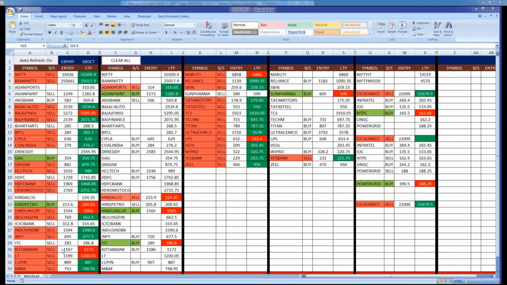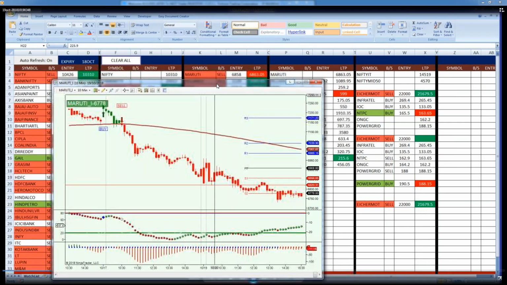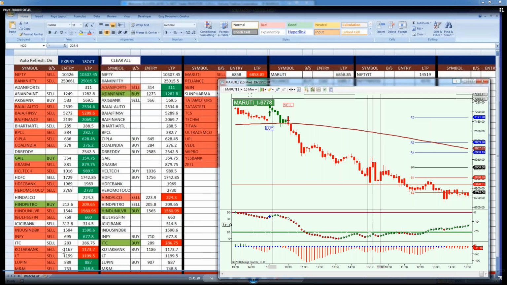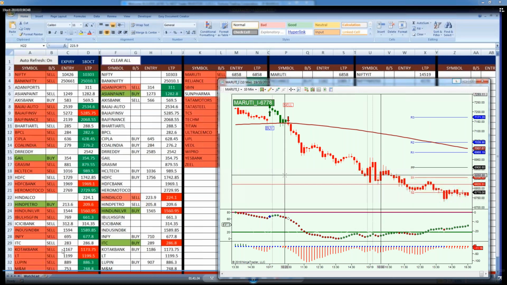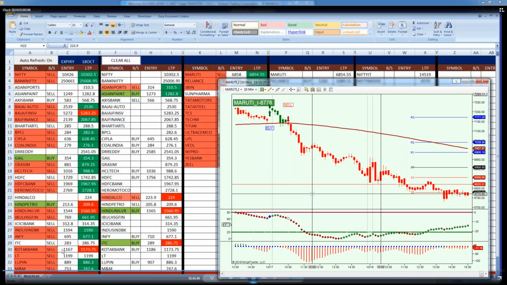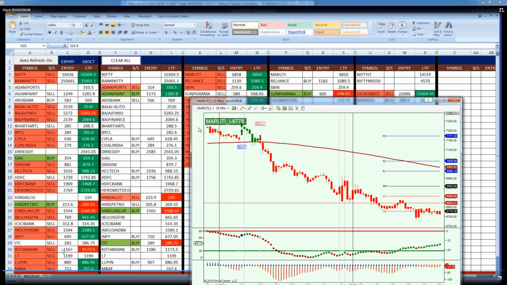So this is a Maruti chart. You can see our entry was 6858. So our entry was here, 6858. Sorry. So roughly around here at the S1 line, and it made 6778. It made 6778. So you can see there that it's now come into green.